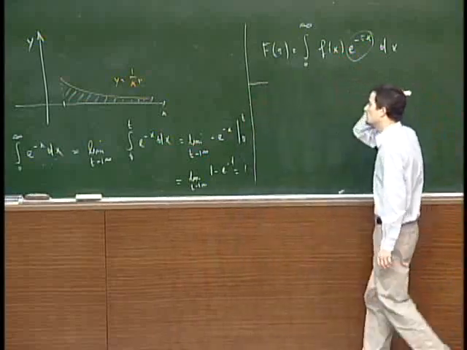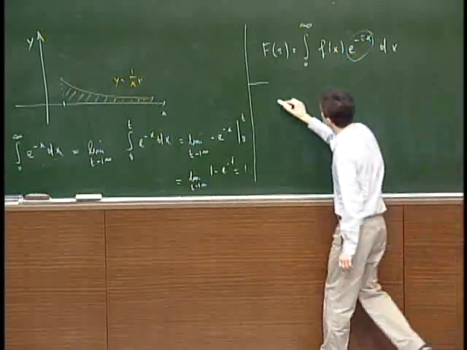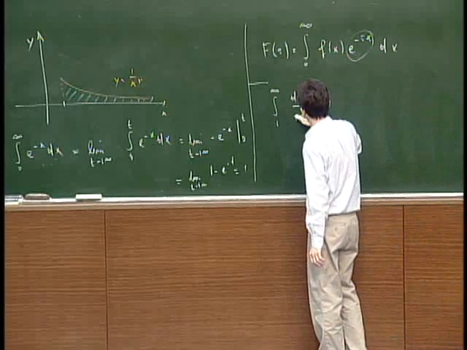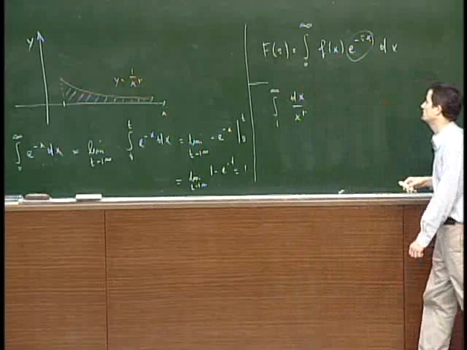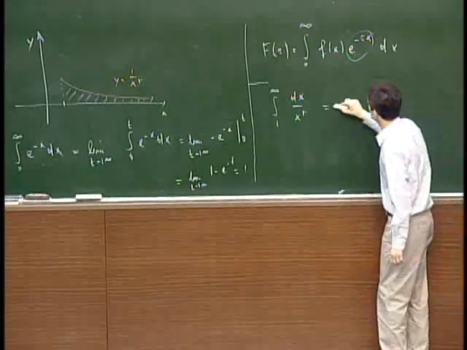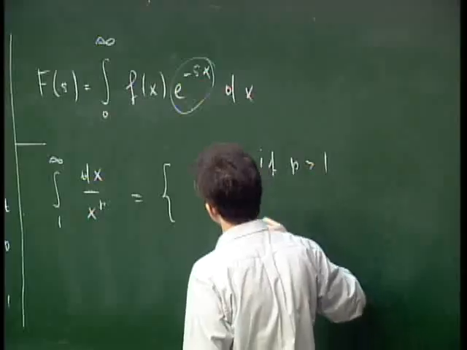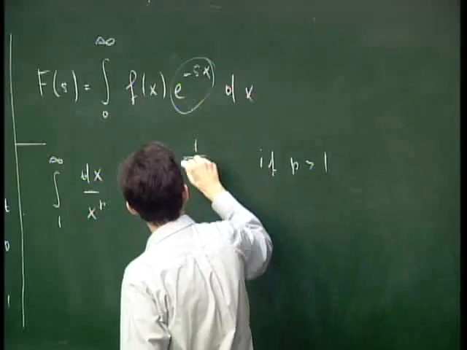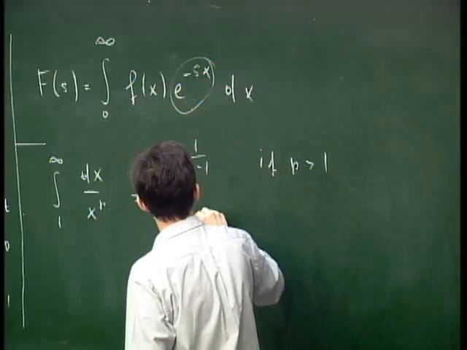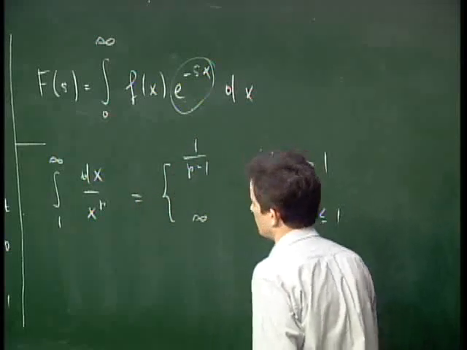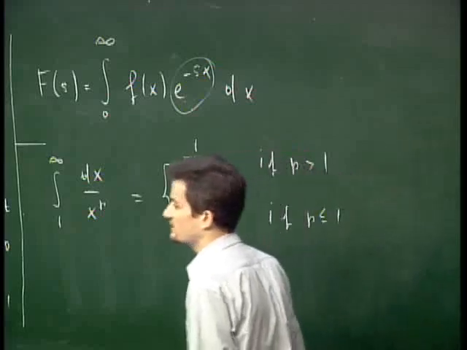Okay. Now, we saw already, let's go back to this class of improper integrals. We saw that if p is larger than 1, then this is convergent, and the value is 1 over p minus 1, and infinity if p is smaller or equal than 1. From this, it's quite easy to find similar integrals.